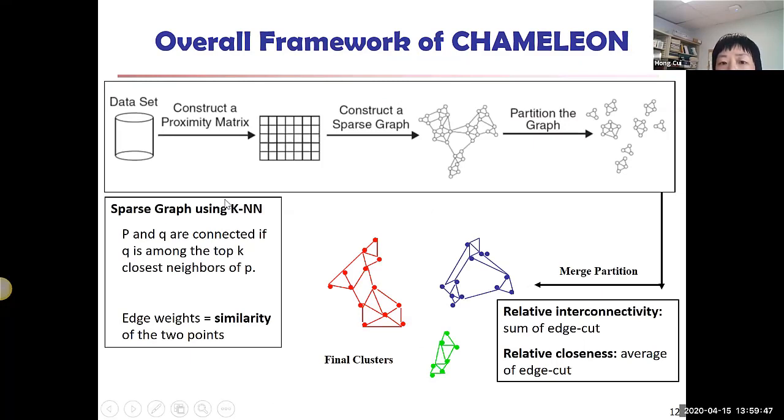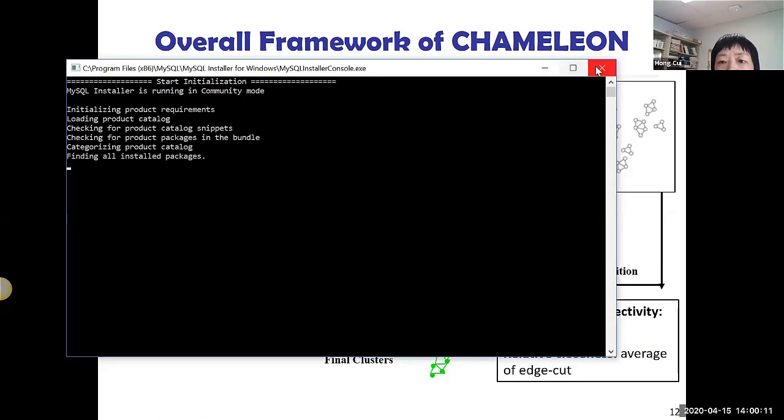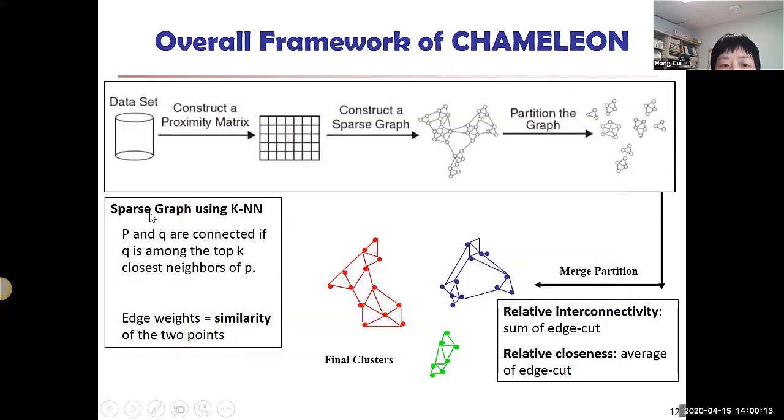So how does Chameleon work? We have a data set. We construct a proximity matrix. And here, I put it very clearly: the data values here are similarity measures, not distance measures. So those are similarity measures. And then from this matrix, we can construct a sparse graph. The sparse graph is constructed using this. It's a k nearest neighbor sparse graph.